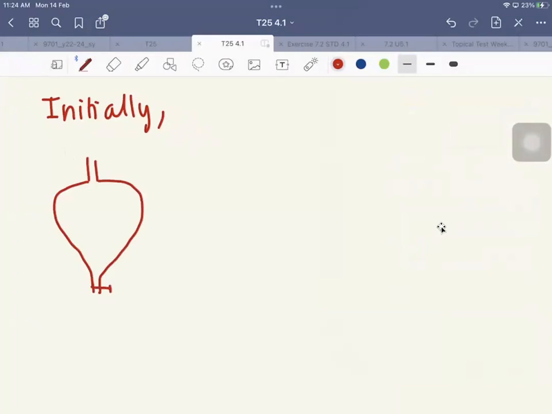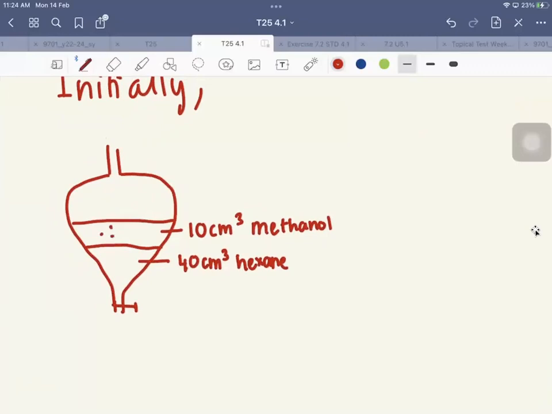Okay, and it says that 40 centimeter cube of hexane. So I am going to start with hexane to be my bottom layer. Okay, it doesn't matter. Was shaken with 10 centimeter cube of methanol, and you've got your Q in the layer of methanol.